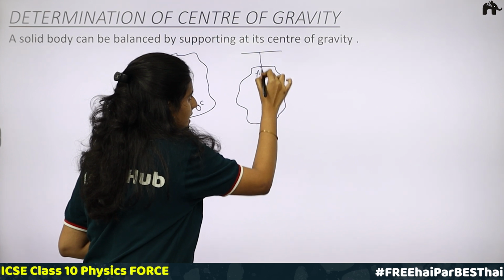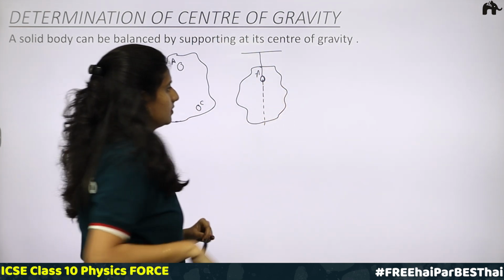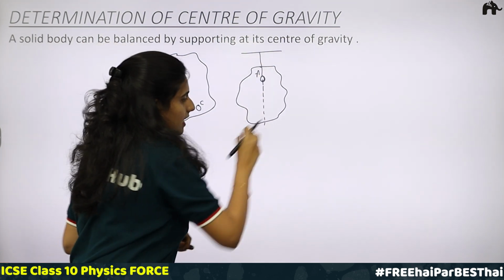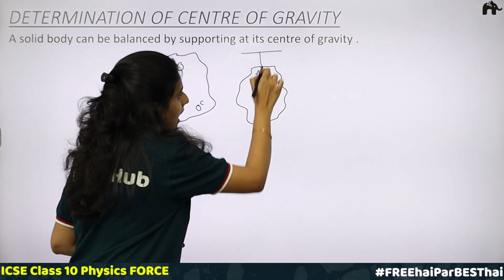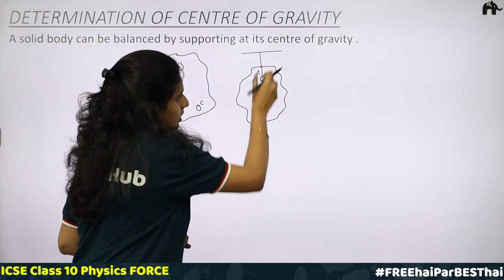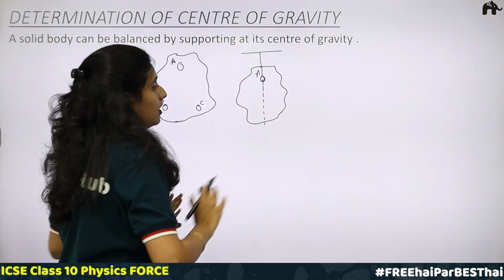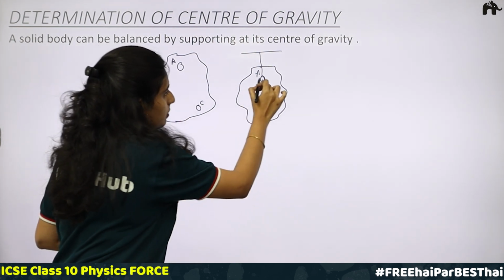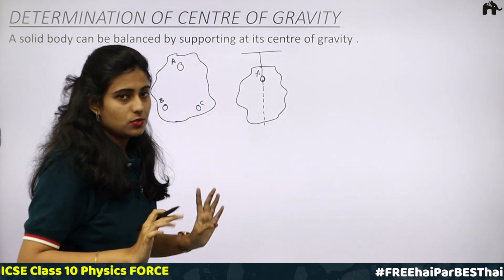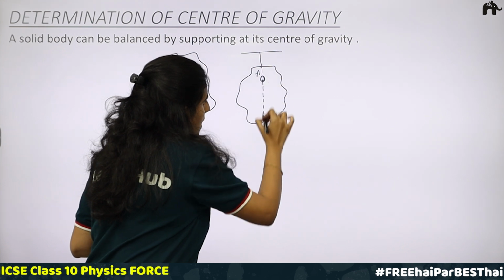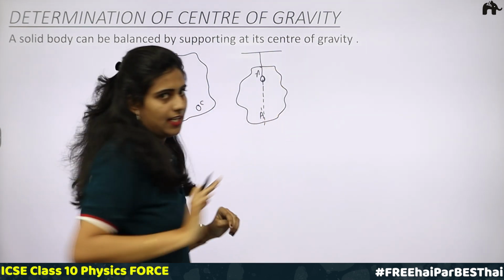Now, extending this line of action, what happens? I'll get a straight line, and then we can say that the center of gravity will be lying on any point on this line of force. Next, you will draw a straight line on this body. Let us mark this as A dash. This axis is marked as A dash.